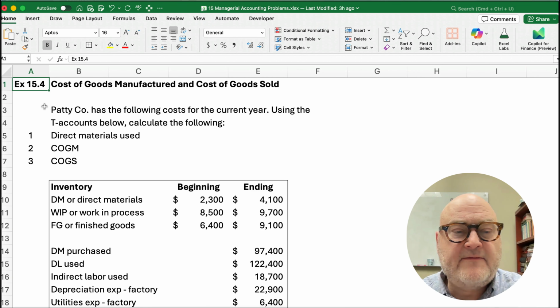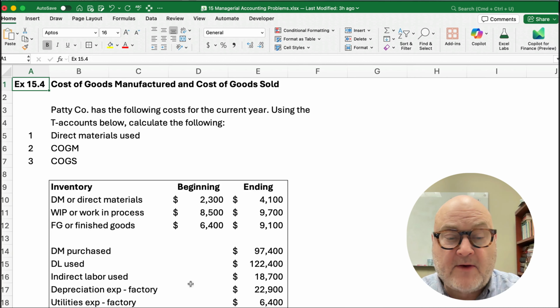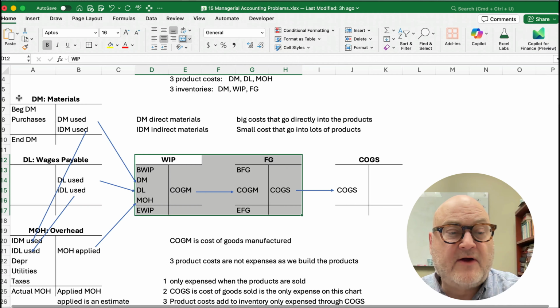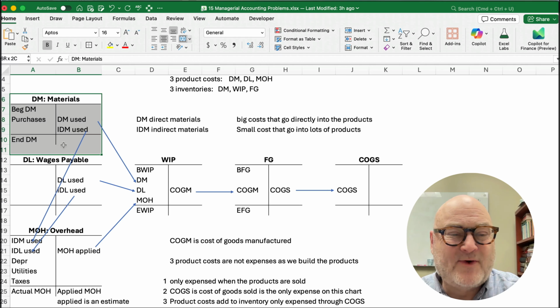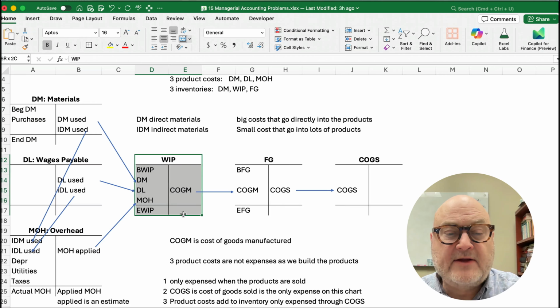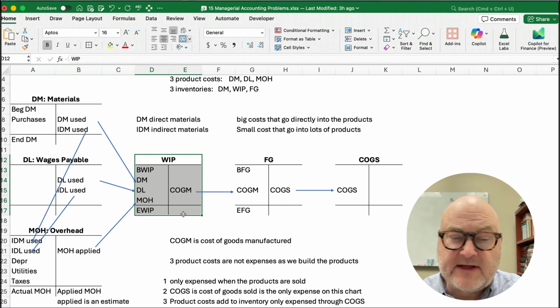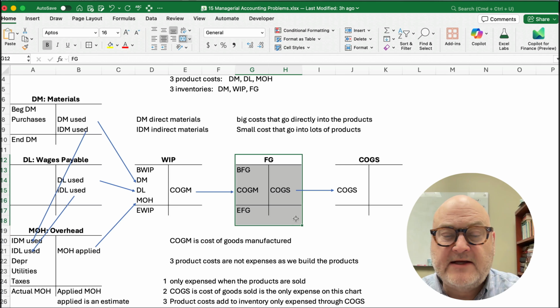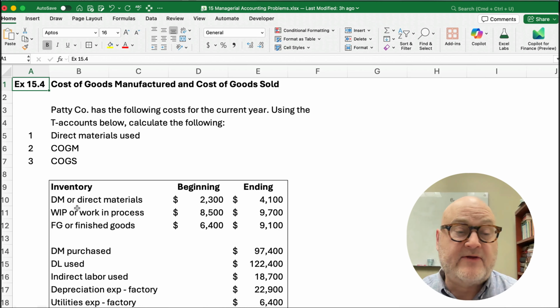So let's say we have the following cost for the current year, and we're going to use T accounts to calculate direct materials used, cost of goods manufactured, and cost of goods sold. Now, the flow of the manufacturing costs, we're going to calculate the materials, how much we used, and then we're going to calculate the work in process account to get cost of goods manufactured, and then we need the finished goods account to get cost of goods sold. So we have all that set up here, and so let's show you how this works.